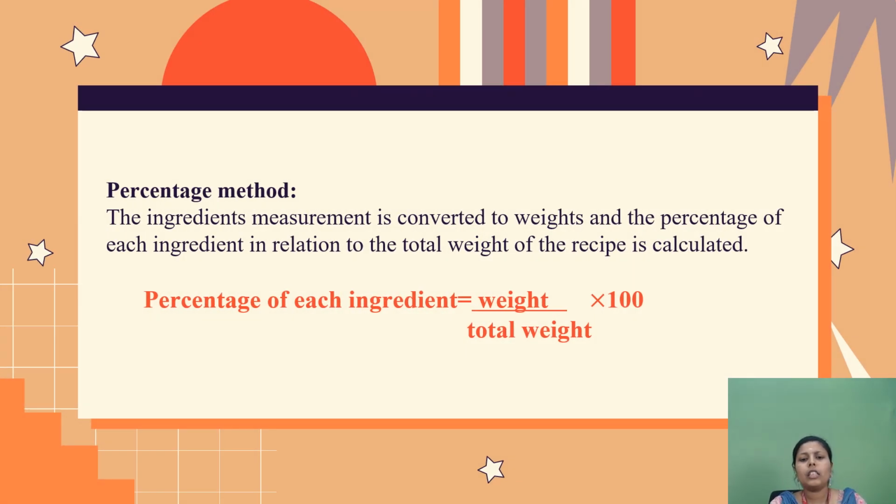Percentage method. The ingredient measurement is converted to weight, and the percentage of each ingredient in relation to the total weight of the recipe is calculated. Percentage of each ingredient equals weight divided by the total weight, multiplied by 100.